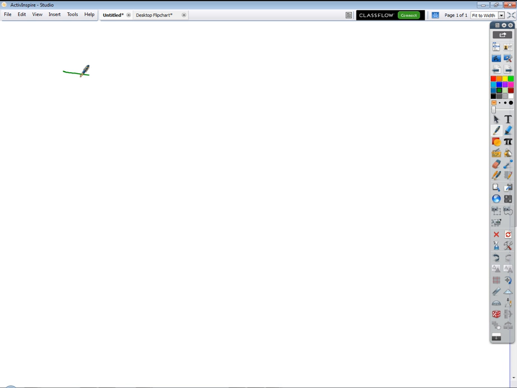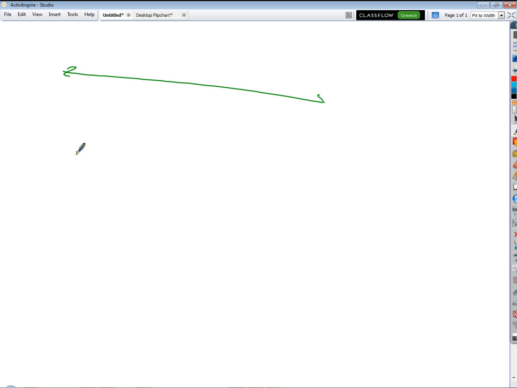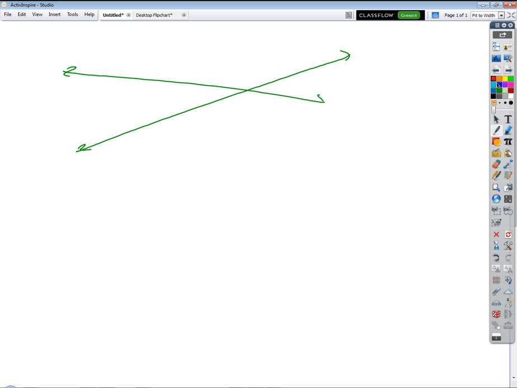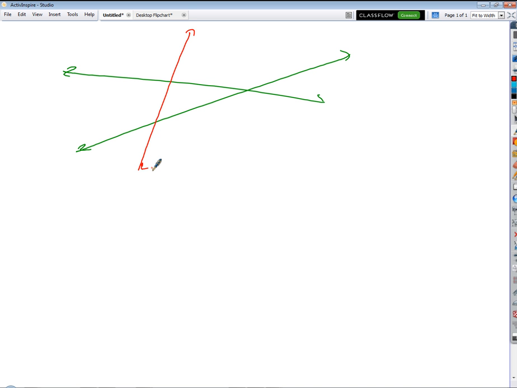Okay, another one. Same deal, I've got two green lines, and I've got a red line. Is the red line a transversal? Yes or no? Does it meet the criteria? How many lines does the red line intersect? Two or more, right? It could be even more, but it's two at least, right? So you have to check that off. Does it intersect the two lines in different places? It does. So is it a transversal? Yeah, it is. Right? There are my intersections.